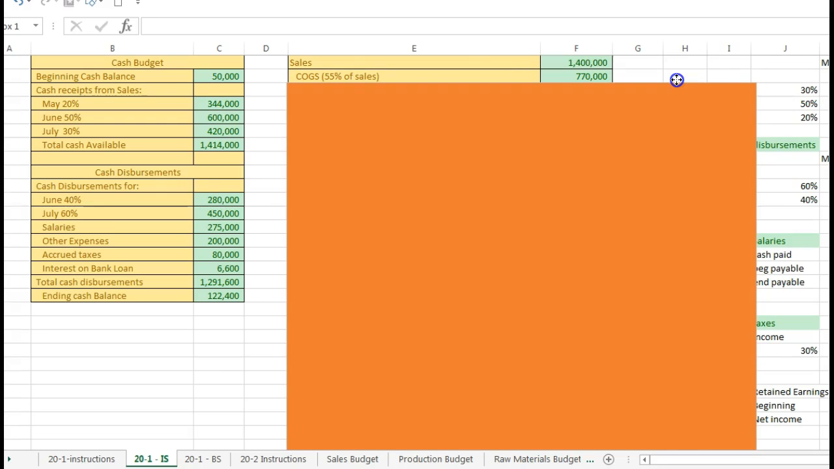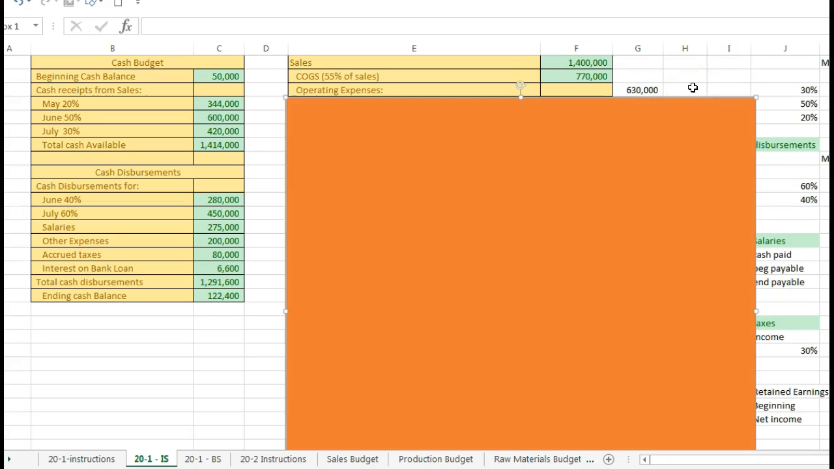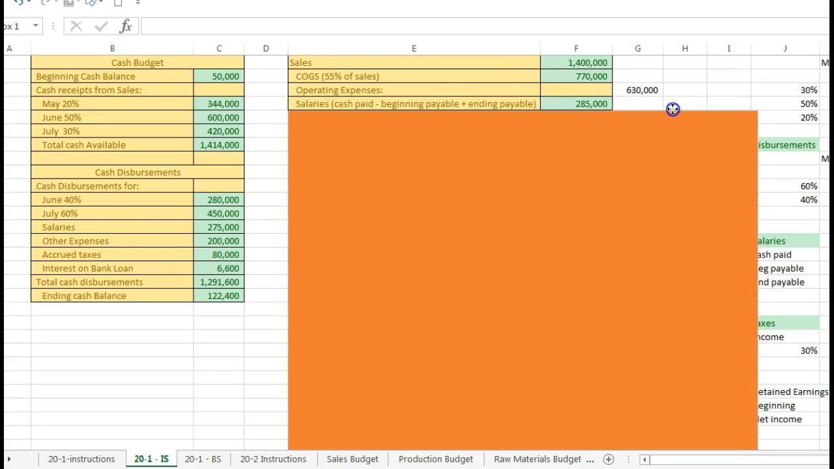And they tell us the cost of goods sold is 55% of sales. So we'll multiply that times the 1.4 million, and that gives us a gross right here of $630,000. I forgot to put in a line, and I didn't want to mess this all up right now. So we have a gross of $630,000. Now we're going to calculate other expenses, operating expenses.